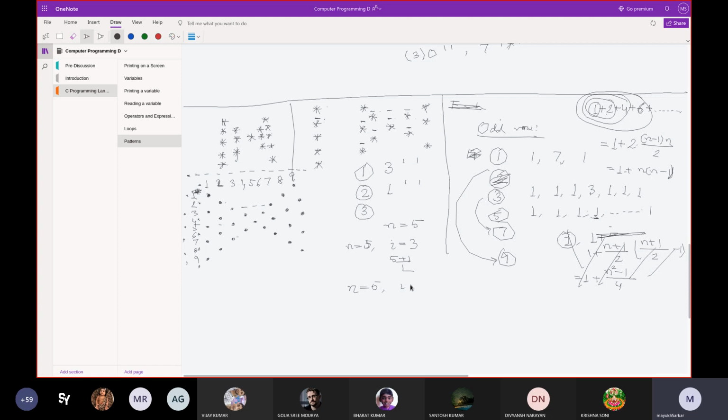N is equal to 5. The space is 1, and it is increasing in this order, increasing in reverse order. So I have to reverse it somehow. But how? But in odd manner. I have to reverse it in the odd order. What we can do is that, let me think about this a bit.